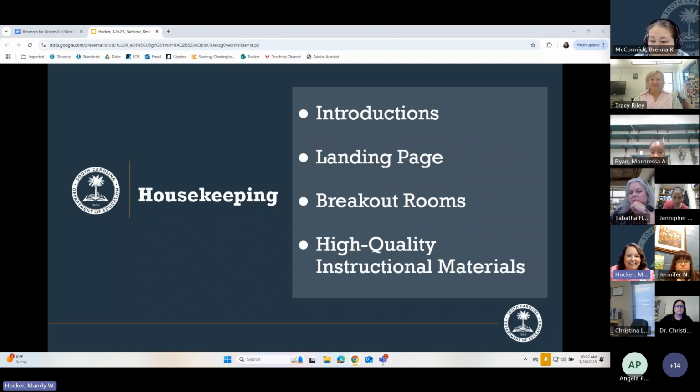And then finally, we also want to always state that everything that we share today, any resources, suggestions, activities, is always to be used in support of your high quality instructional materials. And those are those adopted textbooks that you have in your classrooms. We'll be taking a look at some of those today and some of those resources and how we might infuse our research standards and indicators within those. So that'll be a fun experience too.